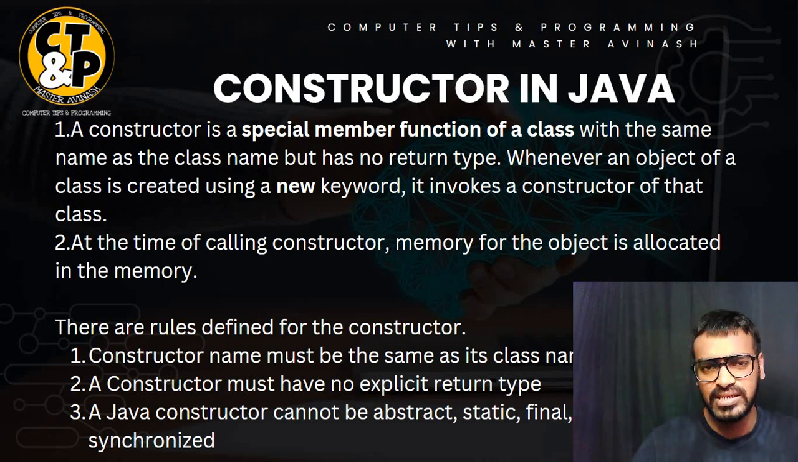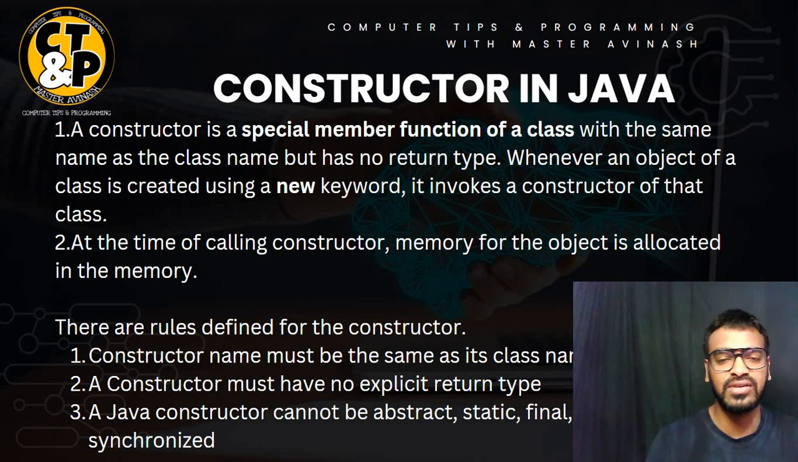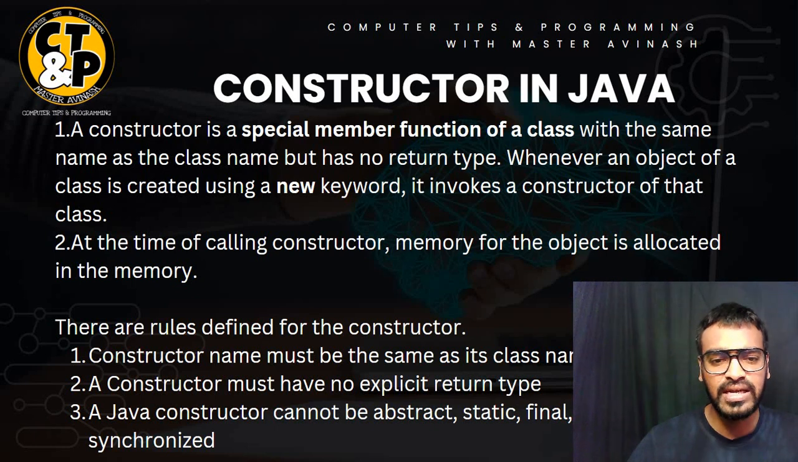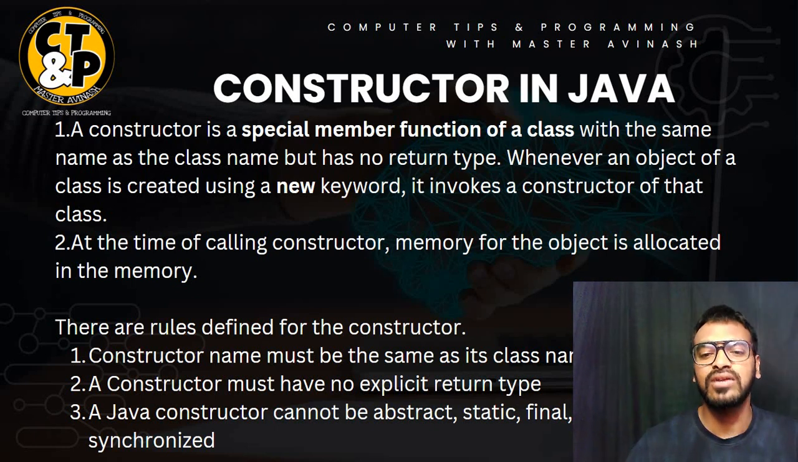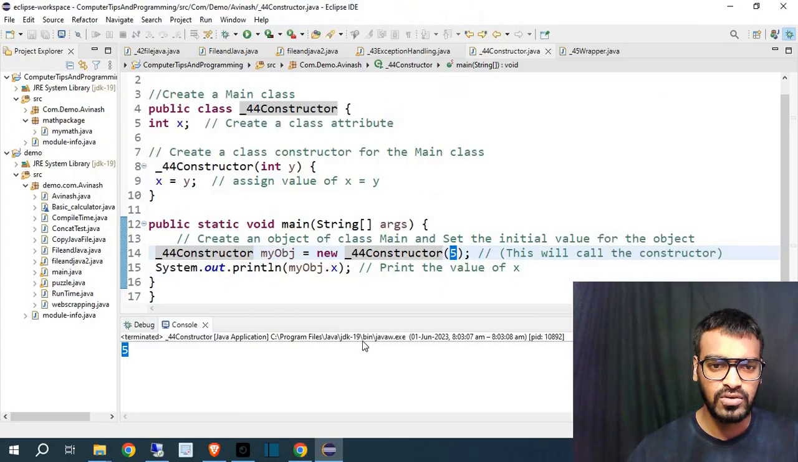Now there are some basic rules for the constructor. If you are creating any constructor, its name must be the same as the class name, and it must have no explicit return type. Yes, that's true, it has no return type. And a Java constructor cannot be abstract, static, final or synchronized. That's also right, we cannot make it final, static or abstract. Now let's come to the coding part, and you will get more idea about this constructor.